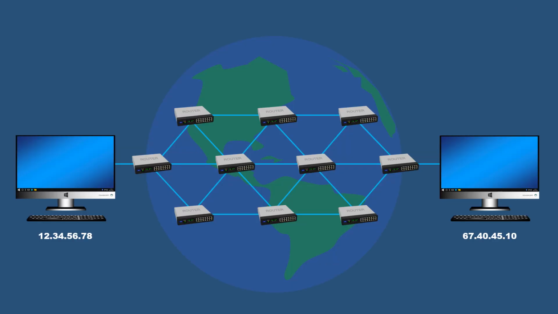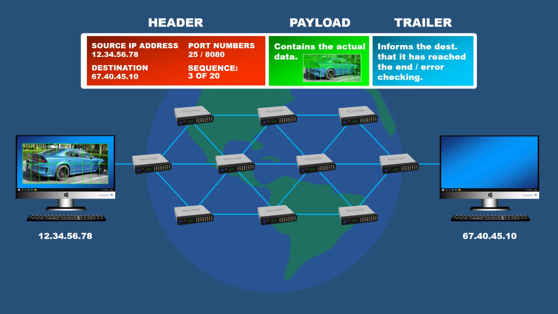So for example, let's say that we're sending this photo to someone over the internet, whether it's using email or some other application. And let's say that the photo will be broken down into 20 smaller chunks using 20 data packets, with each packet carrying one chunk each. Then each packet will be assigned an IP address that tells it where it's going. It will also contain sequence numbers, such as 1 of 20, 2 of 20, 3 of 20, and so on, along with a trailer.